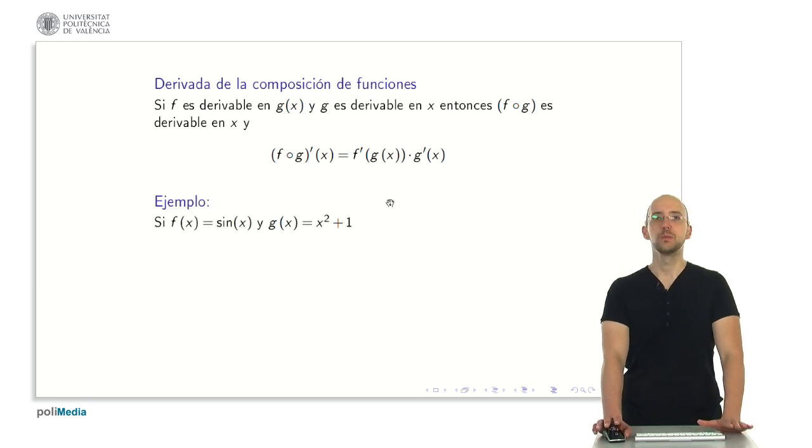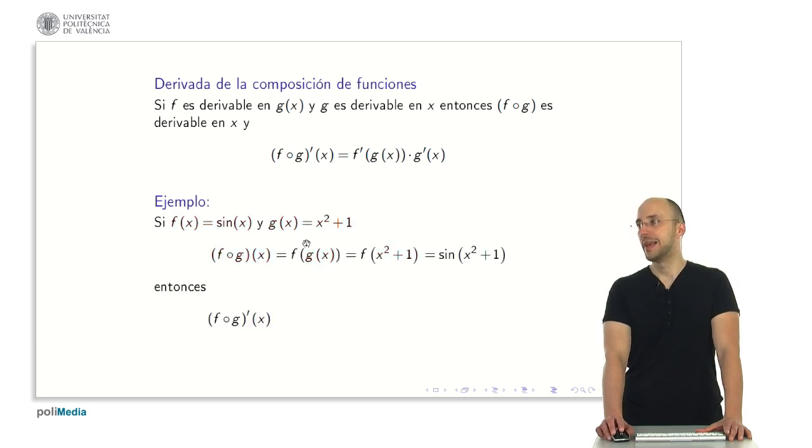The same one. The function sine of x and g of x equal to x squared plus 1. As you remember, the composition was sine of x squared plus 1. How do we differentiate this composite function? We're going to see it. According to the property, f composed with g prime of x would be equal to f prime of g of x times g prime of x.